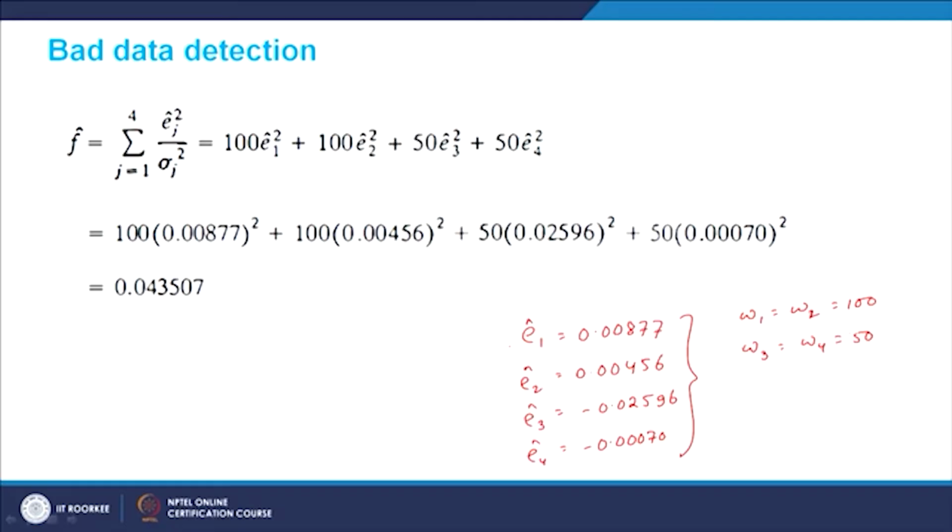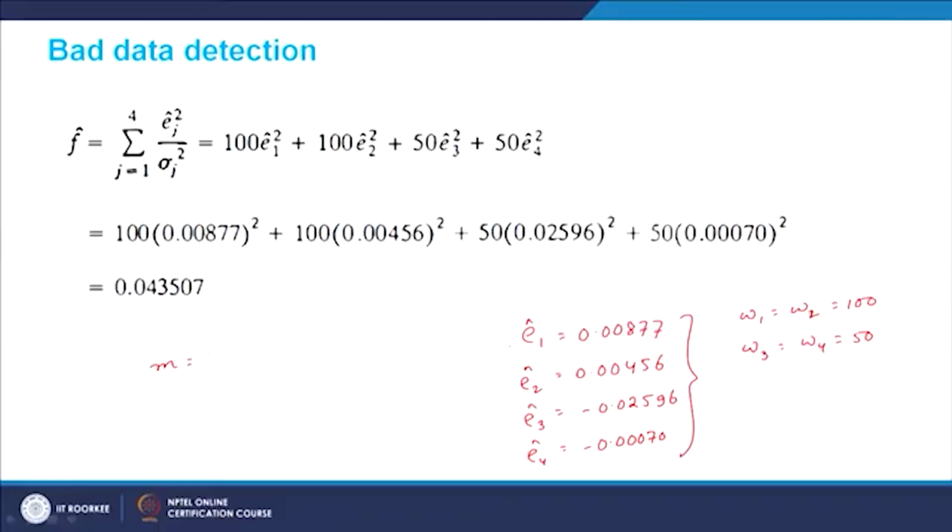So when I utilize these values, this is the value of f hat. It is 100 E1 hat square plus 100 E2 hat square plus 50 E3 hat square plus 50 E4 hat square, and if we substitute these values, we get this value.